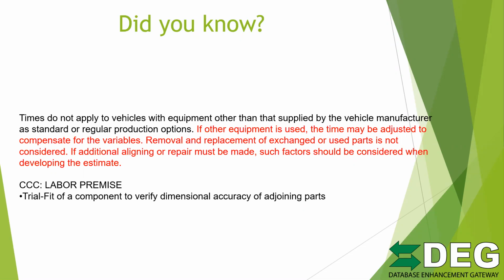So there's going to be variables involved in the vehicle. The vehicle structure may have moved, it may have shifted. So we get asked a lot of times, what about trial fitting of a component? And CCC has specifically defined in the labor premise that trial fit of a component to verify dimensional accuracy of adjoining parts is not included.